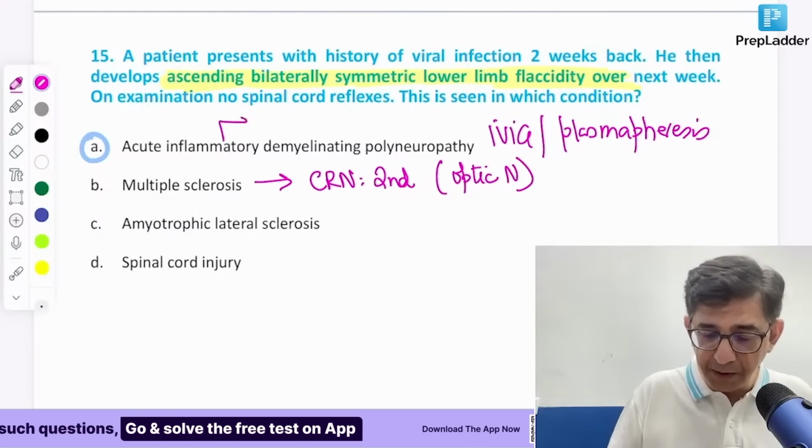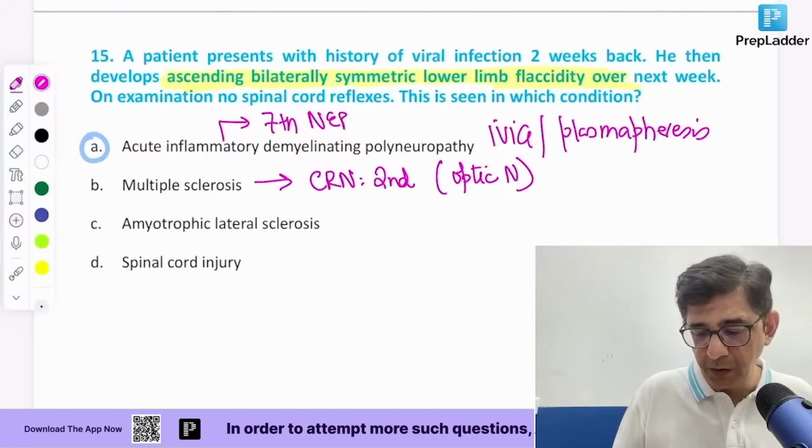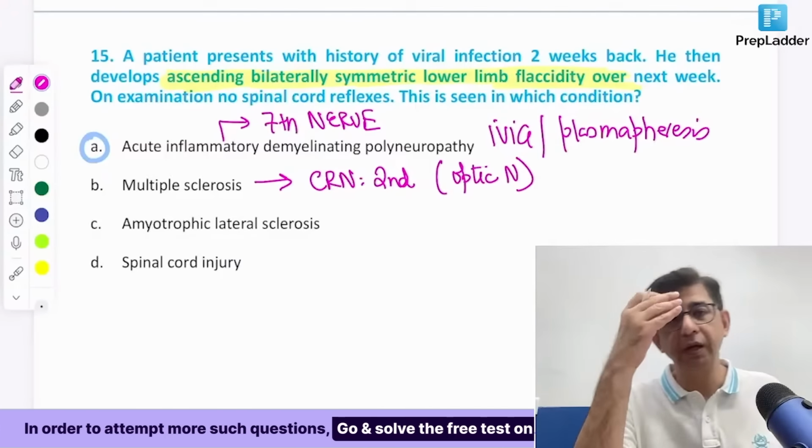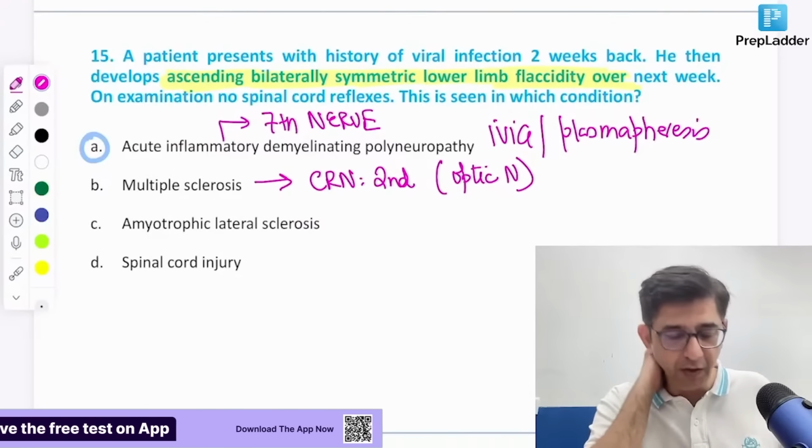सहमत तो इसका आंसर है ना. गुलियन-बारे सिंड्रोम में सेवंथ नर्व की इन्वॉल्वमेंट होती है जिसको हम फेशियल डाइप्लीजिया बोलते हैं. In AIDP it is the seventh nerve, but in multiple sclerosis it is the second nerve in a patient.